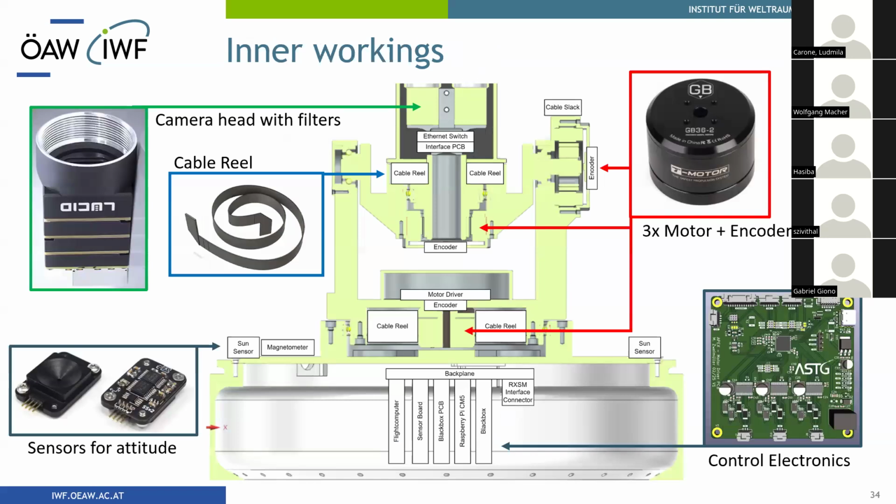A bit of the inner workings. There's a lot of things to unpack here. But we have the camera head here with the filters on top. We are connected via motors. You have 3 motors here with encoders. You can see here. The signals from the camera are routed down via cable reels. It's essentially a coil of cable that you can untangle for 1/2 rotation in both directions. So we are not able to continuously spin.